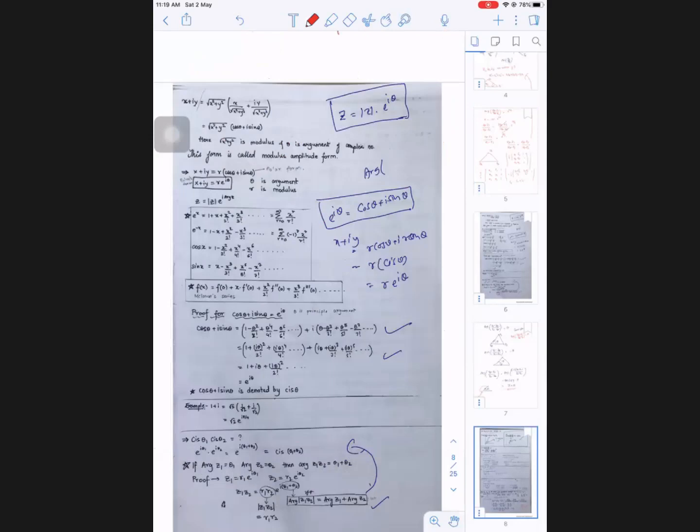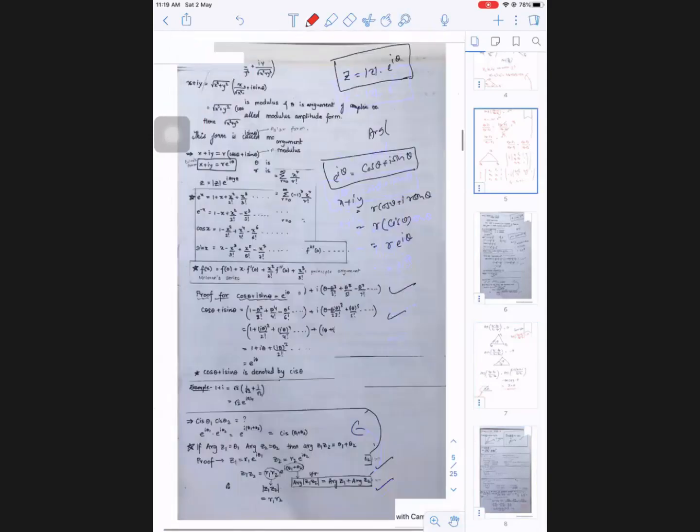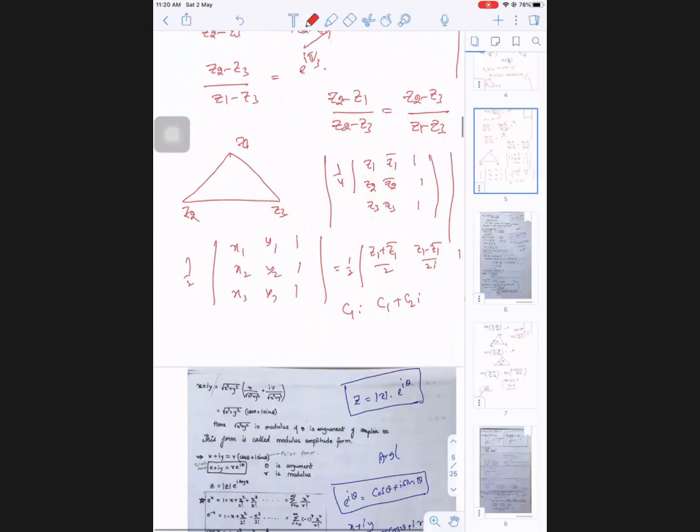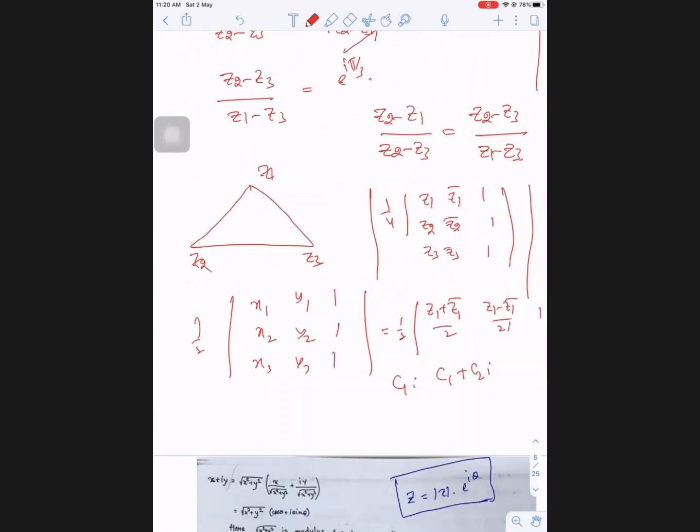For example, if you do this, then this Z1 by 2 term is cancelled, so only the Z1 bar by 2 term will come. Similarly, apply these column operations continuously. At last you will get this result only, after doing all the calculations. This is the proof of that.